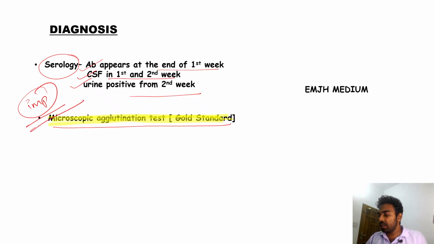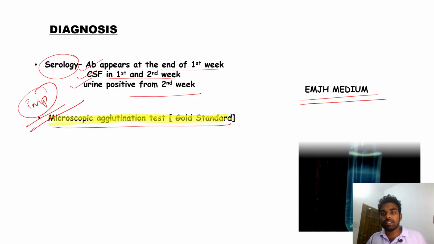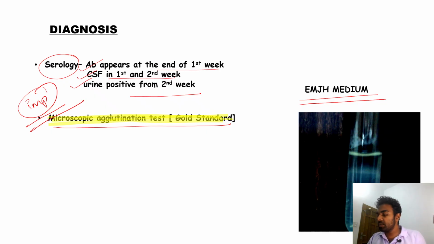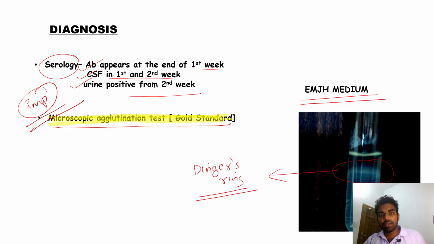There is another medium known as EMJH medium. When you use this EMJH medium, you should be able to see a ring of growth just beneath the surface. This ring is called Dinger's ring. So it's a very interesting test. You should be able to remember it.